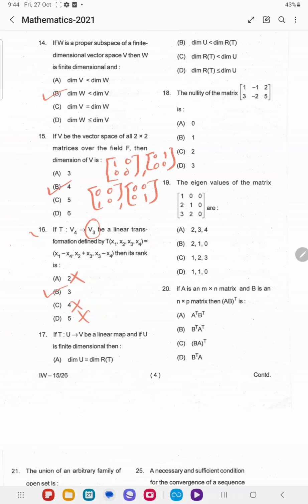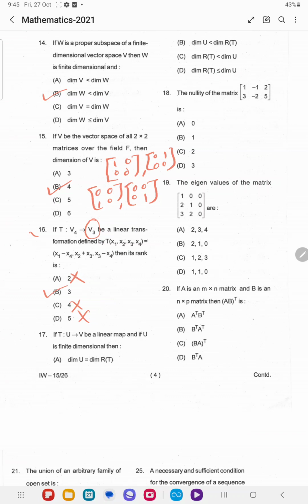In question number 17, it is given that T is a mapping from U to V, a linear map, and U is finite dimensional. So what can we say about the dimension of U and the dimension of R(T)? Dimension of R(T) means the dimension of the range space. Dimension of U is the dimension of the domain space. In option B, dimension of U is strictly less than dimension of R(T); in another option, dimension of R(T) is strictly less than dimension of U; and in option D, dimension of R(T) is less than or equal to dimension of U.